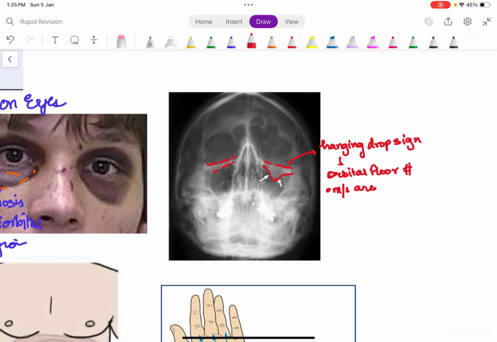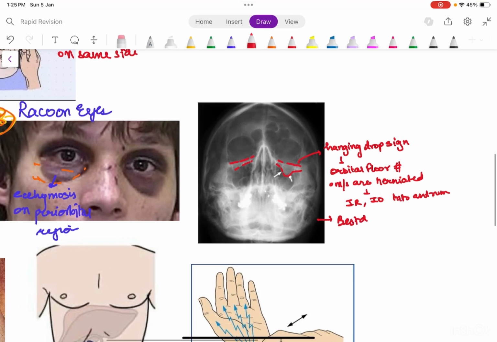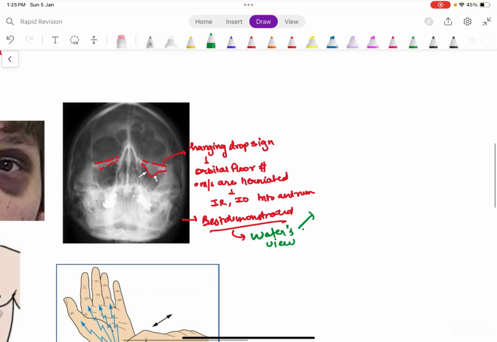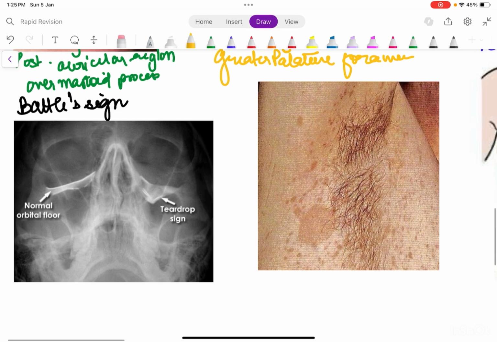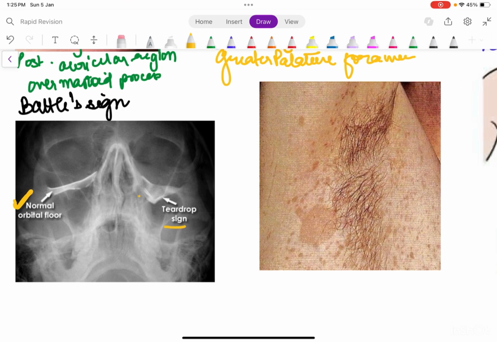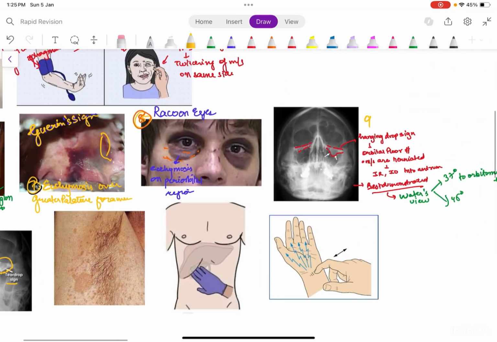Now which muscles are herniated? Inferior rectus and inferior oblique into the antrum. The antrum is our maxillary sinus, and it is best demonstrated on Waters view. Do you remember what Waters view is? Waters view has two variations: one is 37 degree and 45 degree to the orbitomeatal line. Just to make sure, see, this is our normal orbital floor and see this teardrop sign. Can you see? So this was our 9th.